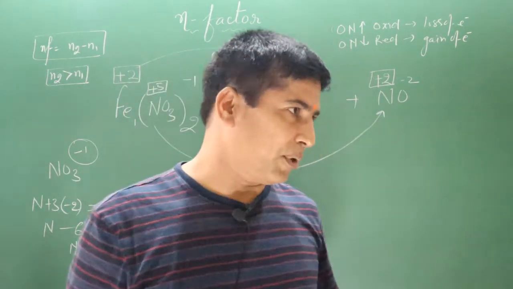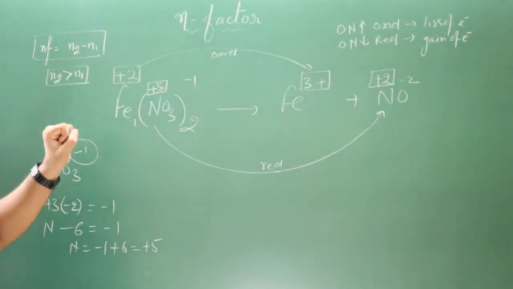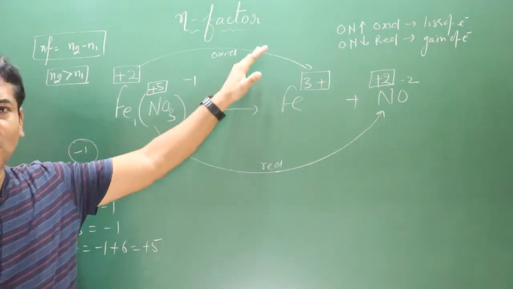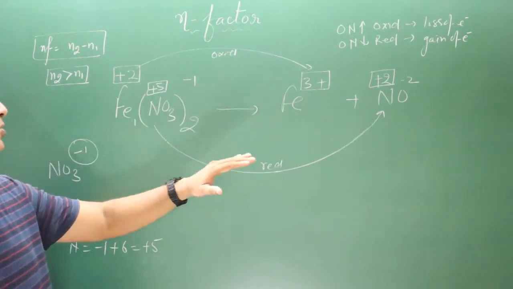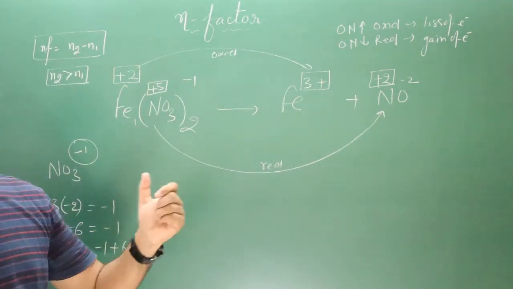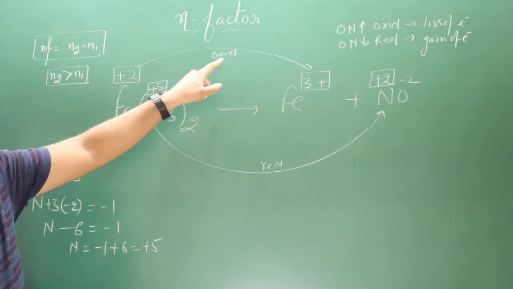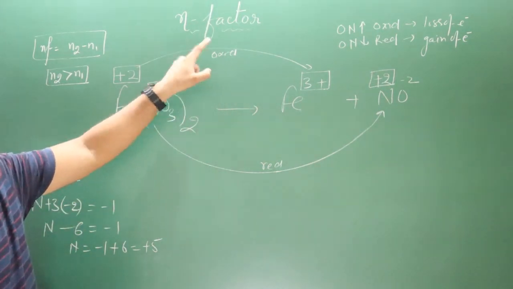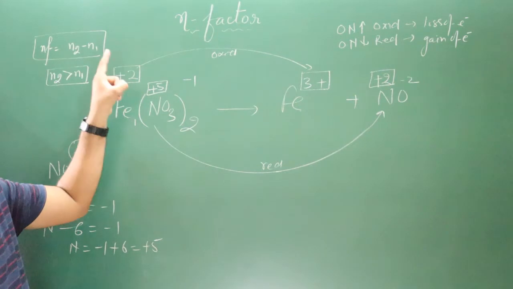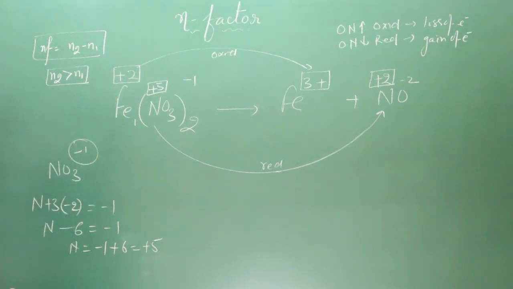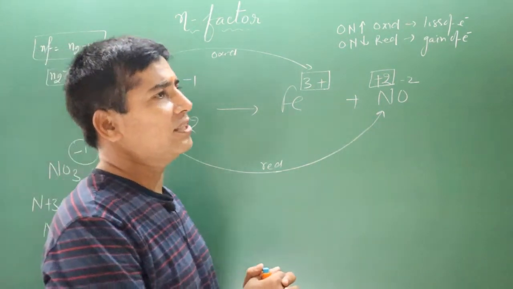cannot be 0 also, keep in mind. Okay, so N1 and N2 represent the transfer of electrons. These are the transfer of electrons, maybe loss of electron or gain of electrons. So whatever the value which is larger, we can take it as N2, the smaller value we can take as N1. Now find out the difference in oxidation numbers.